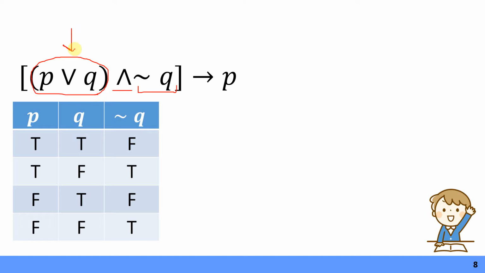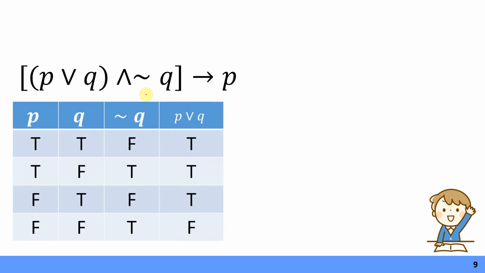So this is my next step. We're going to have to create a column for P or Q. So here we go. We already had this column. Now I'm going to do the column for P or Q, which is here. And again, you do have to know what the symbol means.